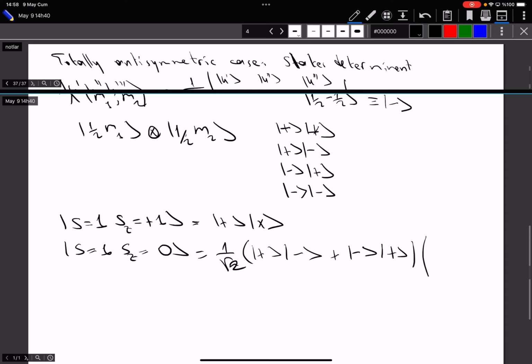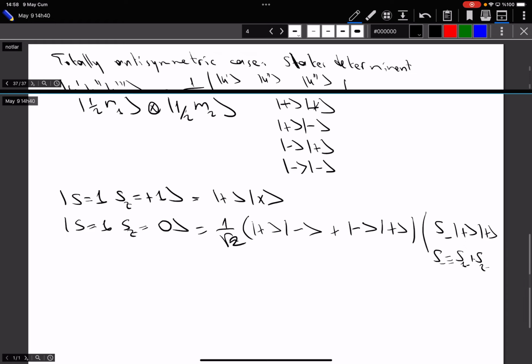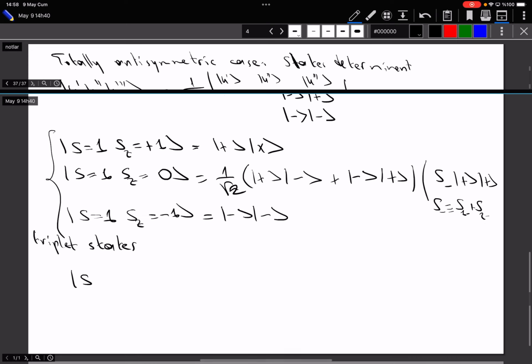Well, this is basically just S minus acting on plus plus. And S minus is S1 minus plus S2 minus, the spin lowering operators. And then the final state with S equal to 1 will be Sz equal to minus 1. This is minus minus. So we have 3 states with total spin 1. These are usually called the triplet states. And then we have a single state with spin 0.